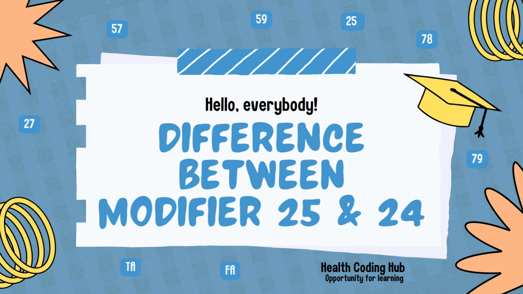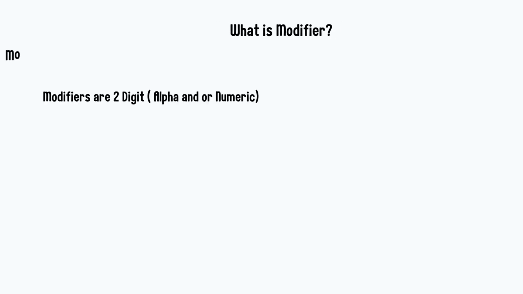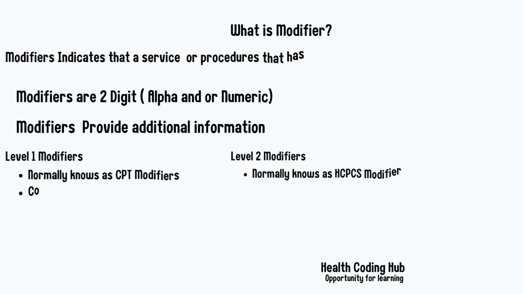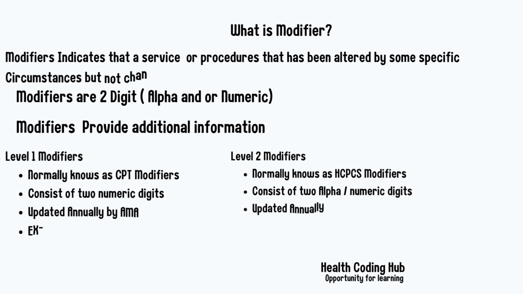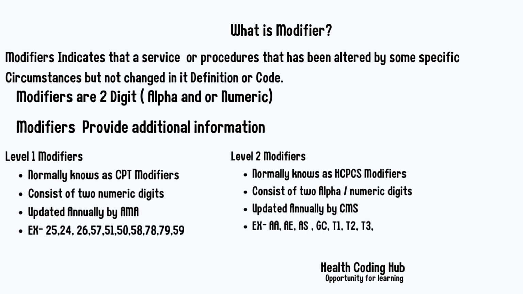Today we are going to start with medical coding modifiers. In medical coding, a modifier indicates that a service or procedure has been altered by some specific circumstance but not changed in its definition or code. Basically, modifiers are two digits. Sometimes they will be alpha, meaning alphabets like A, B, C, D, and sometimes numeric, meaning numbers like 1, 2, 3, 4. Modifiers provide additional information, but they will not change the meaning or definition of any procedure or any E&M codes.